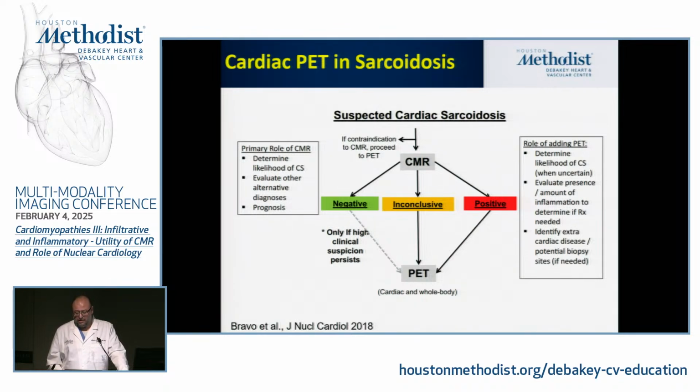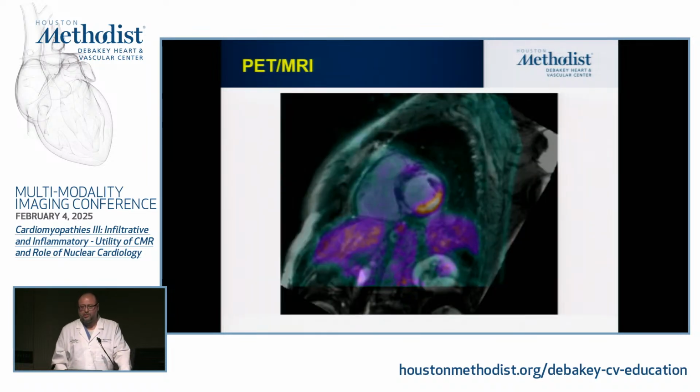If there are positive changes on cardiac MRI, then you need to get PET to determine if this is active inflammation or chronic scarring, and then PET can be repeated afterward to assess response to therapy.